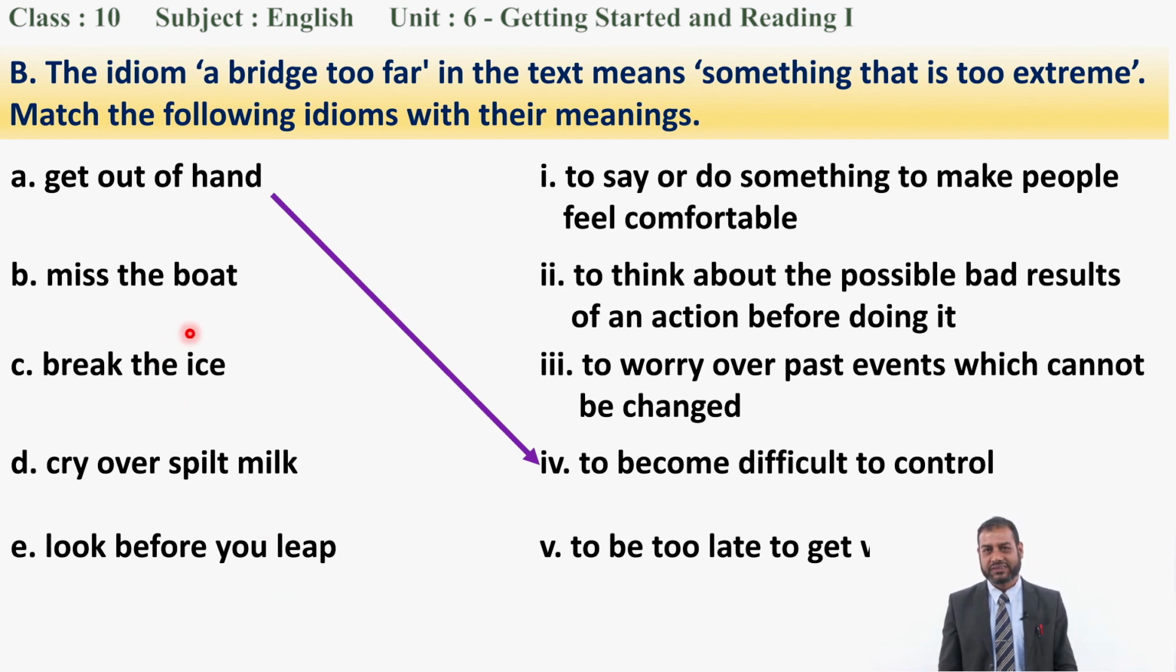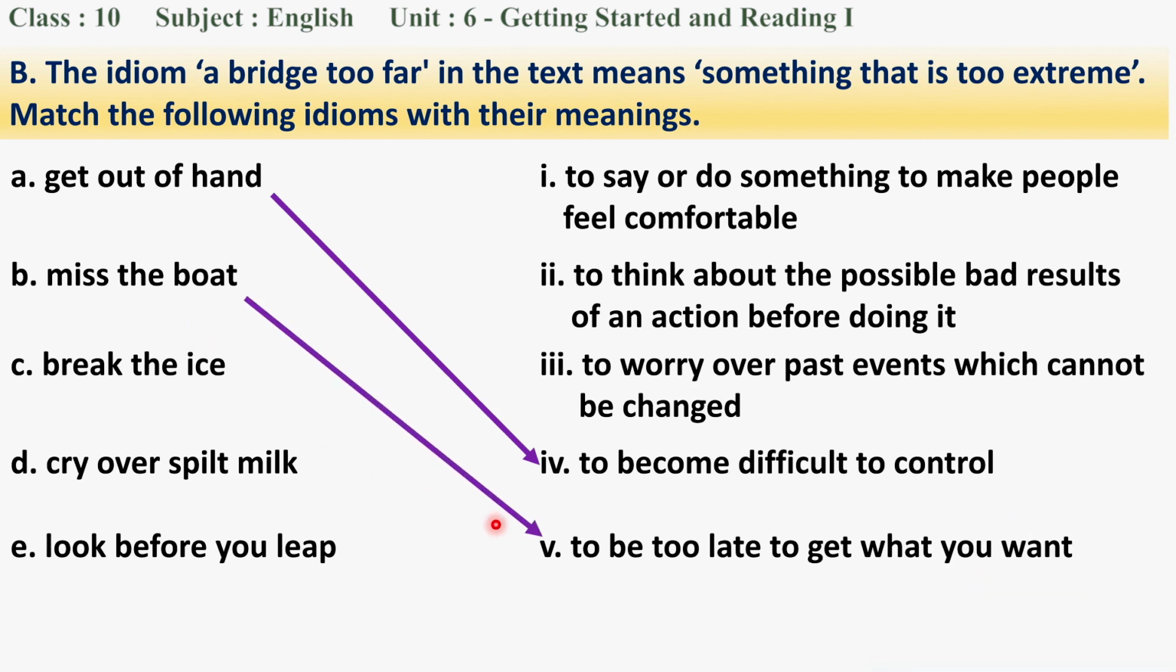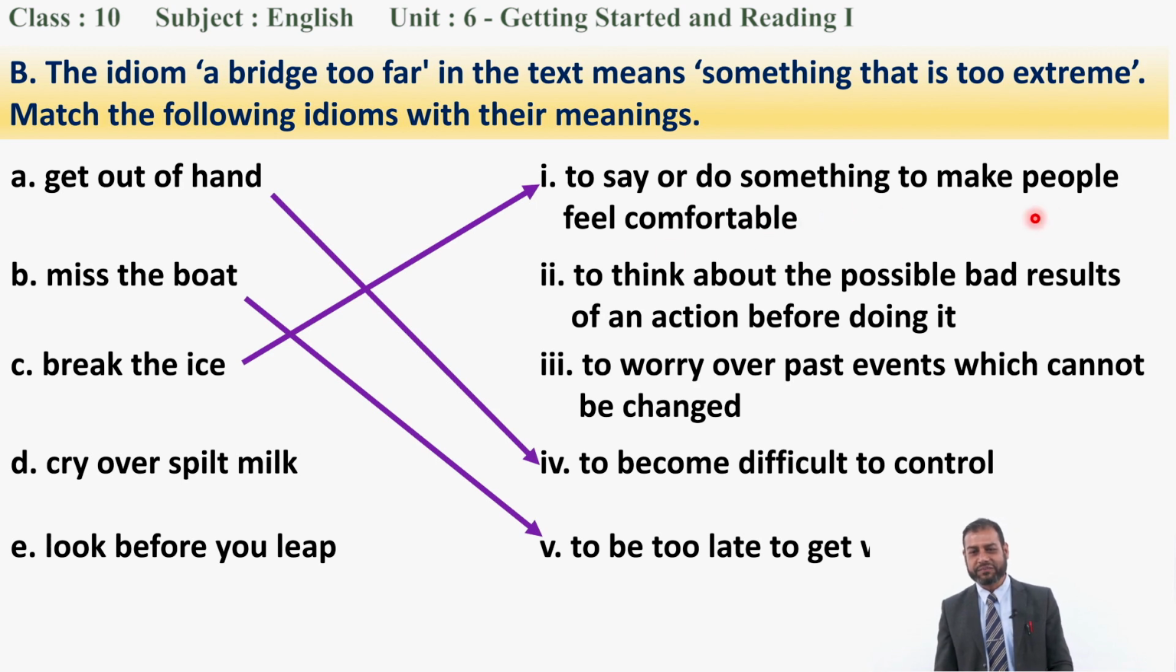B. Miss the boat. Which one is the meaning for it? All of you tell me once again loudly. Okay, let me check. This is to be too late to get what you want. See, miss the boat means to be too late to get what you want. Is it clear to you? So, are you right? Good job. Next one we have is break the ice, and its meaning is, tell me once again. Okay, to say or do something to make people feel comfortable. So, did you match with this one? Good job. If not, please correct now.